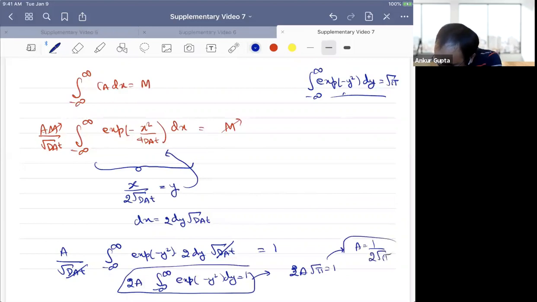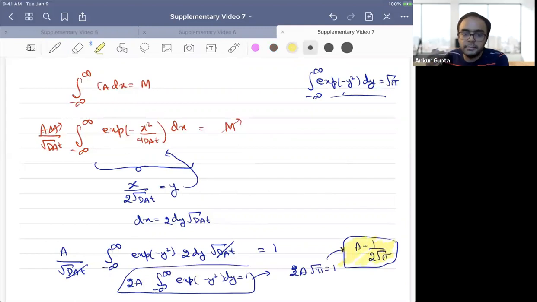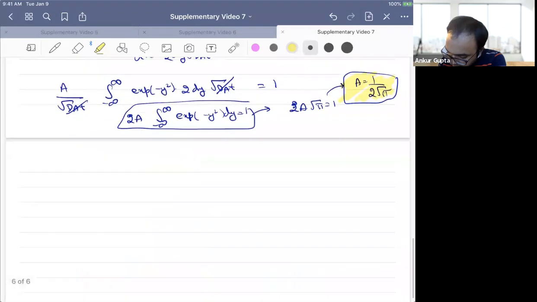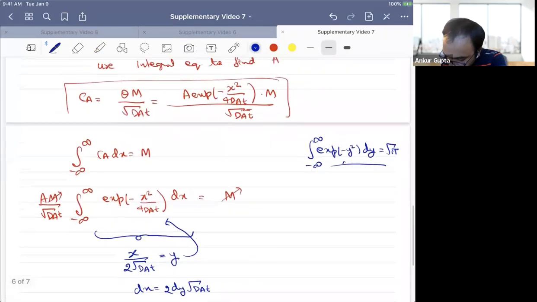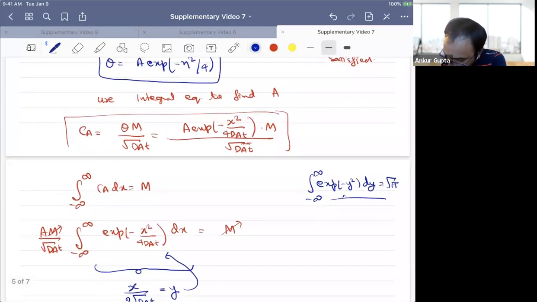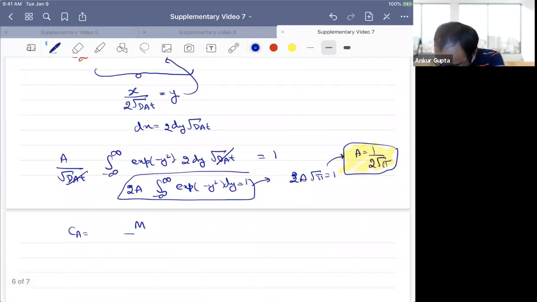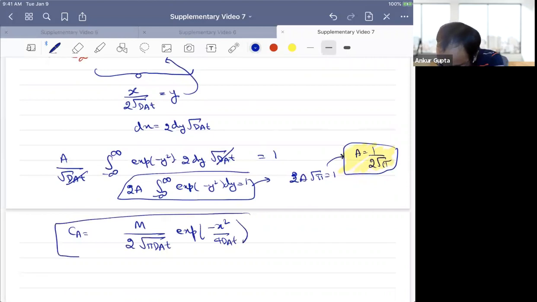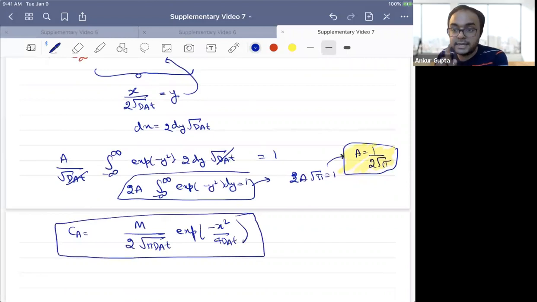Okay. So I know I'm rushing this. I'm very well aware of that, but I wanted to show you the procedure because there are some mathematical steps. So we can do this substitution to get A, and finally this will allow us to write the full solution for CA, which essentially becomes m times A, where A is 1 by root 2 pi. So this will become root 2 pi dAt, exponential minus x square by 4 dAt. Okay, so this is our final equation for CA as a function of both x and time.